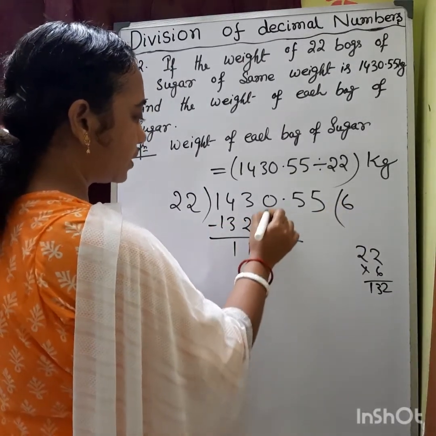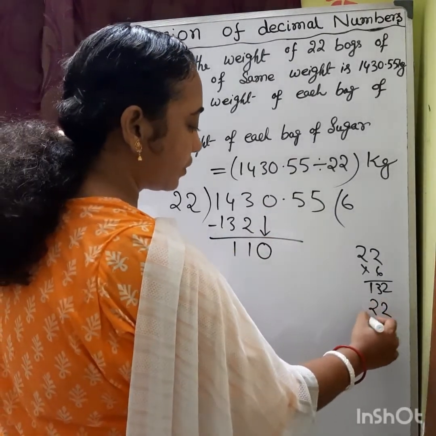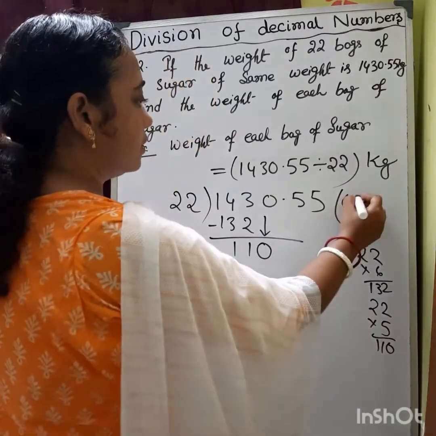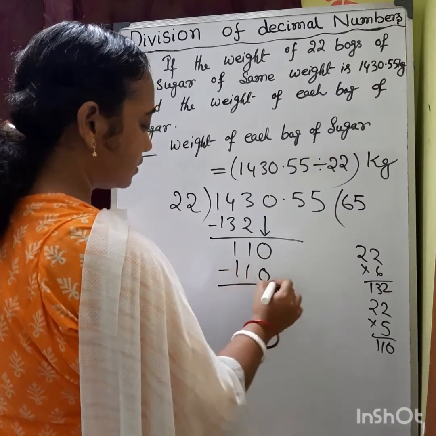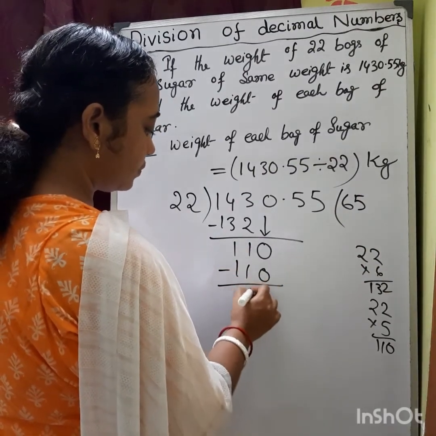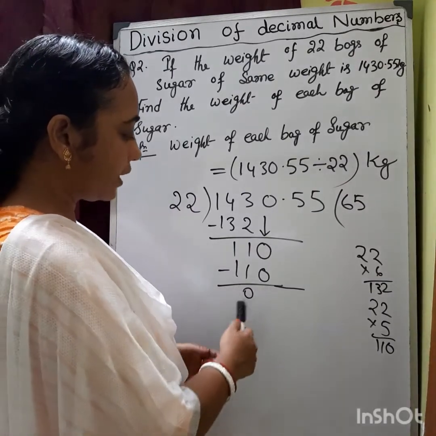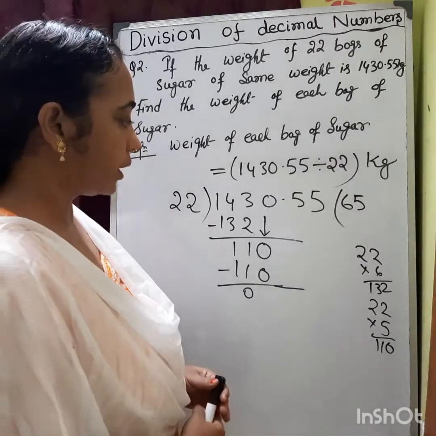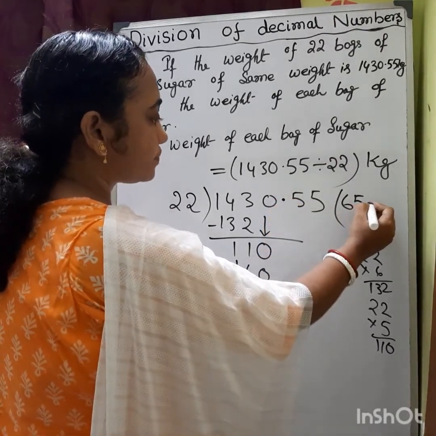Now we bring down the next digit, 0. Now let us multiply 22 by 5. We get 110. So we put 5 in the quotient. Then we subtract them and we get 0. So there is no digit left in the whole number part. Now we put the decimal point in the quotient.